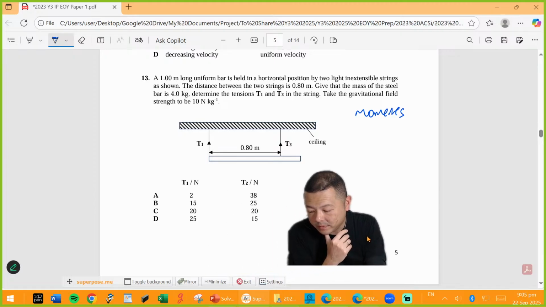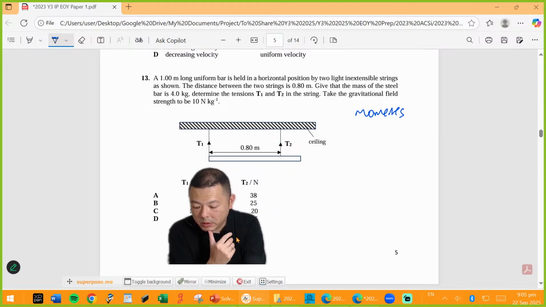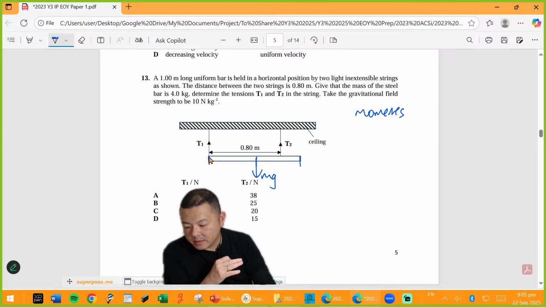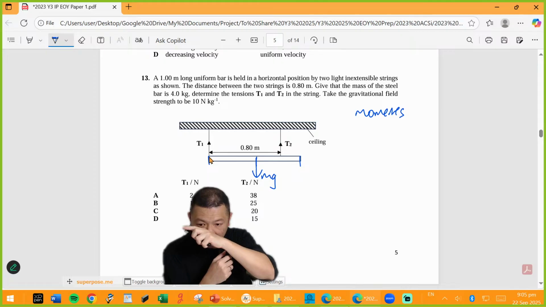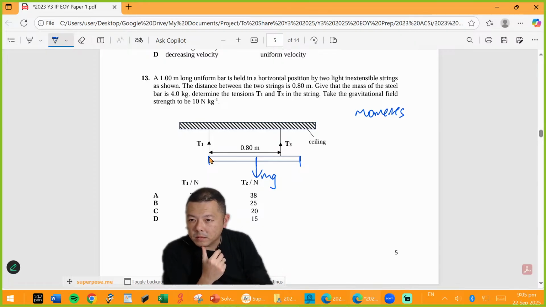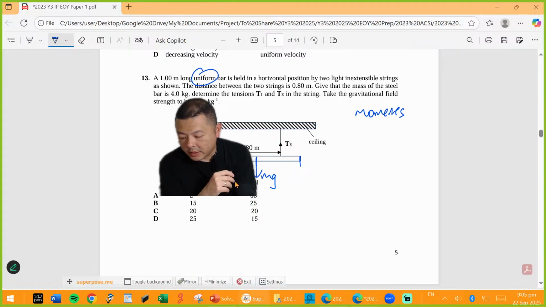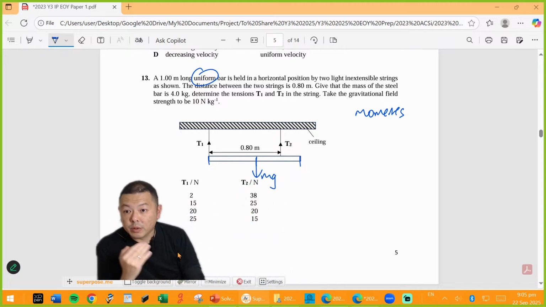The weight, where's the weight? Down the center, is it the center between T1 and T2? Center of the bar, so just be very aware of that. Right down the middle, that's the weight, that's mg of the bar. How do you know it's right down the center? What's the clue? Good, uniform. It's a uniform bar, so it tells us that the mg is right in the middle here like this. Okay, good.